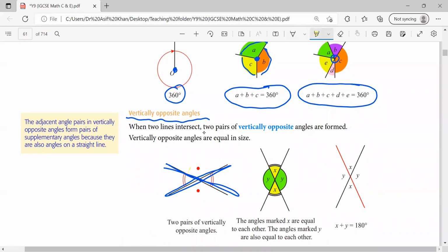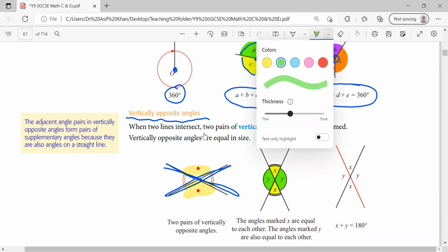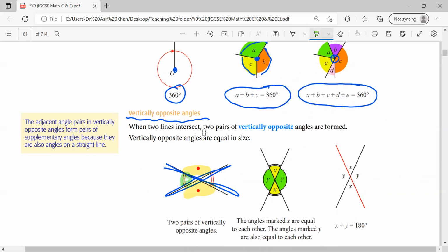One set is there at the top side and the bottom side. You can say this is one set of vertically opposite angles. And what about the other set of vertically opposite angles? Here is the other set of vertically opposite angles. This angle and this angle.